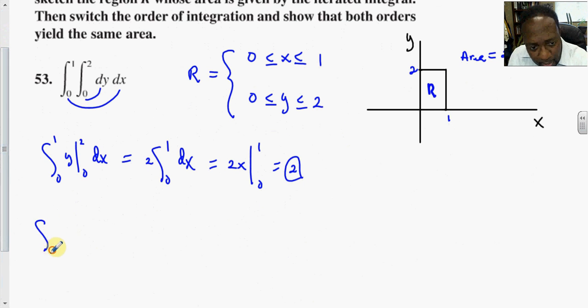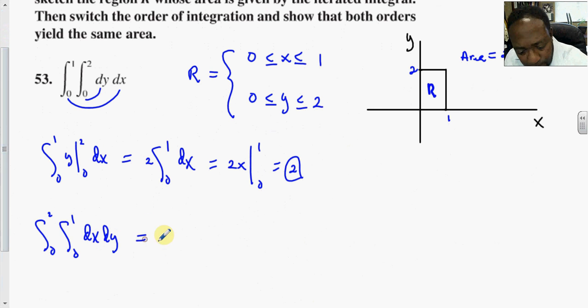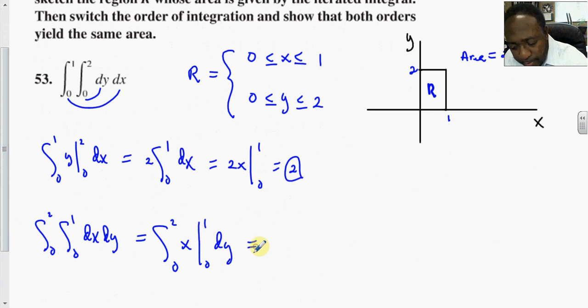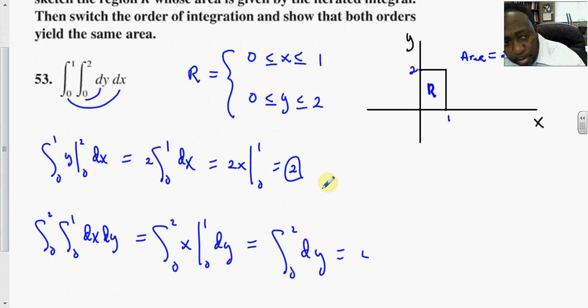we can switch this around. Integrate from 0 to 2, integrate from 0 to 1. We switch the order of integration. This is dx, dy. It's the integral from 0 to 2. X is evaluated from 0 to 1, dy. So we just get 1 times the integral from 0 to 2, dy. That gives us 2. Y evaluated from 0 to 2, which is 2.